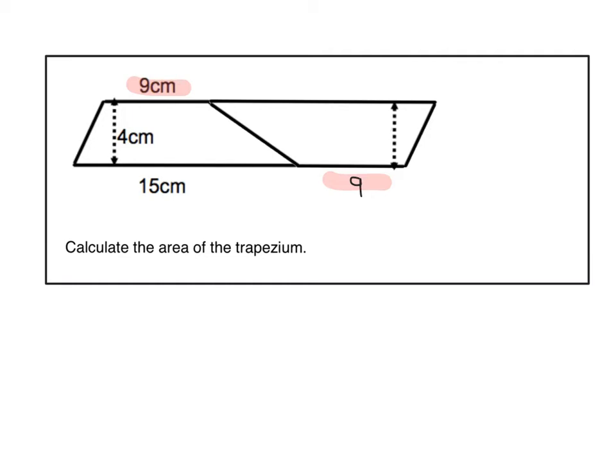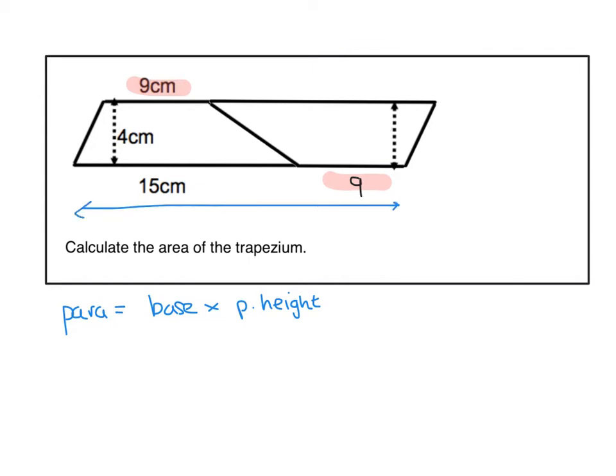So remember, the area of a parallelogram is base times perpendicular height. So the base here is all of this together, 15 add 9, which is 24, times my height, my perpendicular height, and here's the right angle here, so my height is 4. So that's 24 times 4.